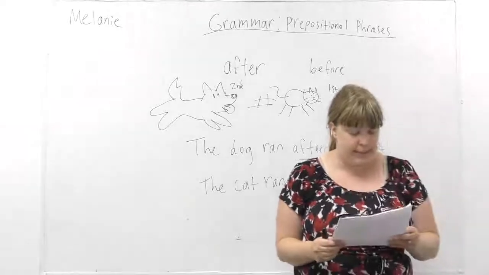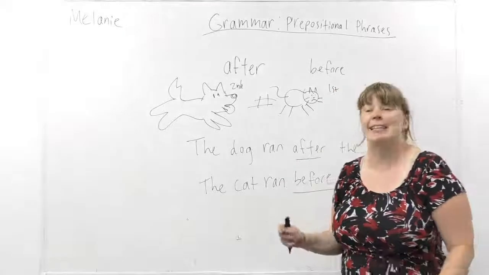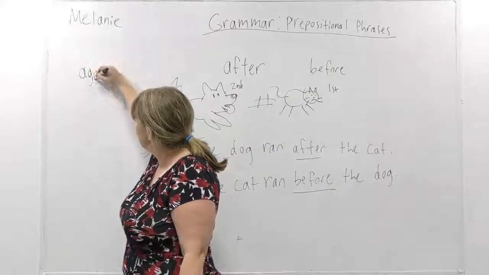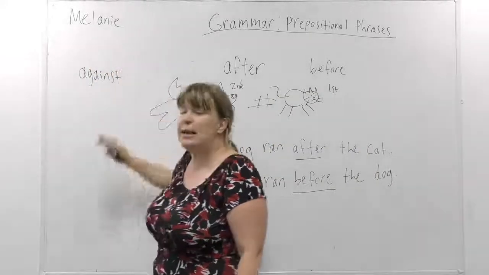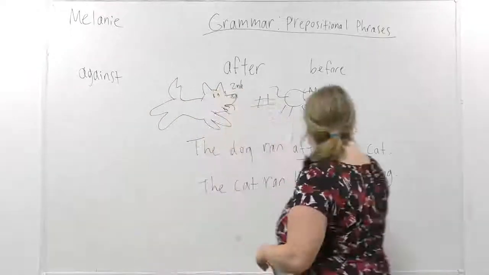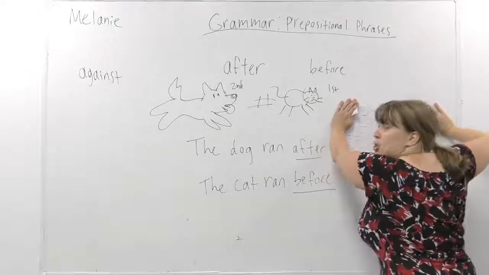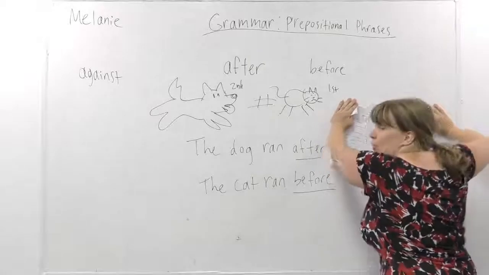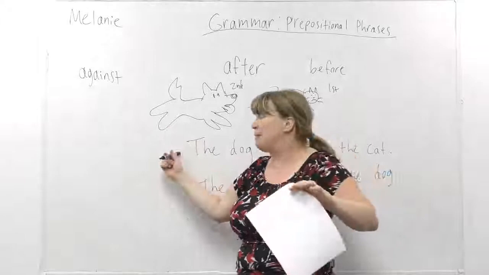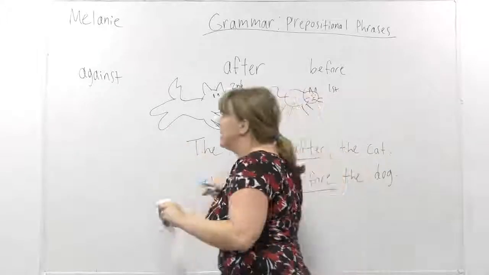And what is a good one? Ooh, against. Okay, so against is basically when two surfaces meet. So for example, I am pushing against the blackboard right now. So it's me, one surface, the blackboard, another surface. I am pushing against it.